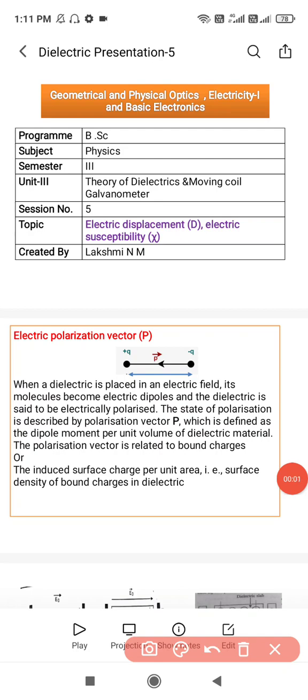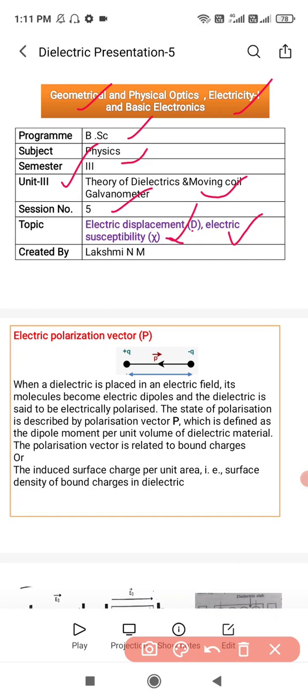Welcome to the physics class, BSc, third semester, paper name Geometrical and Physical Optics, Electricity 1 and Basic Electronics. In this paper, unit 3, Theory of Dielectrics and the Moving Coil Galvanometer. In session 5, we learnt about the electric displacement vector D.